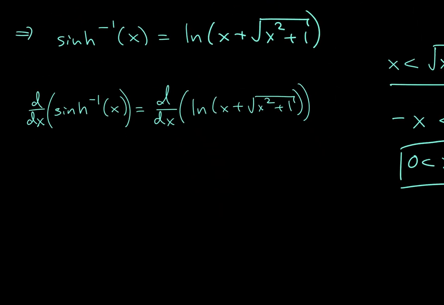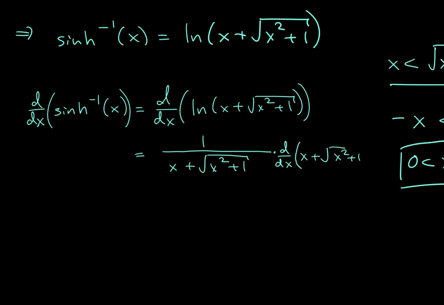We know how to take the derivative of the natural log. That was this week's theory video. So that's going to be 1 over x plus the square root of x squared plus 1. But then I have to multiply this by the derivative because of the chain rule. All I'm doing is the chain rule with respect to x of x plus the square root of x squared plus 1. Okay, that's equal to 1 over x plus the square root of x squared plus 1.